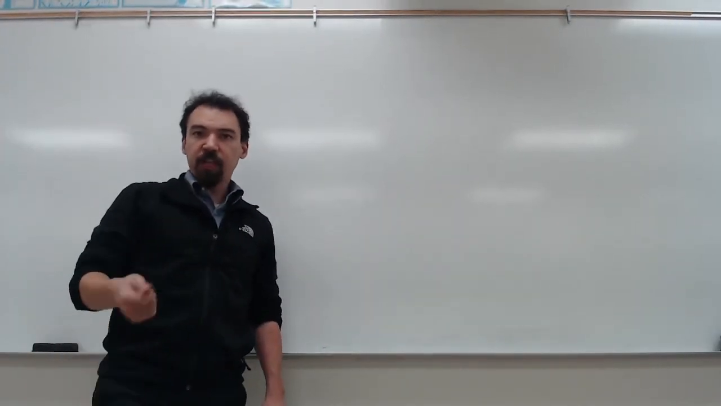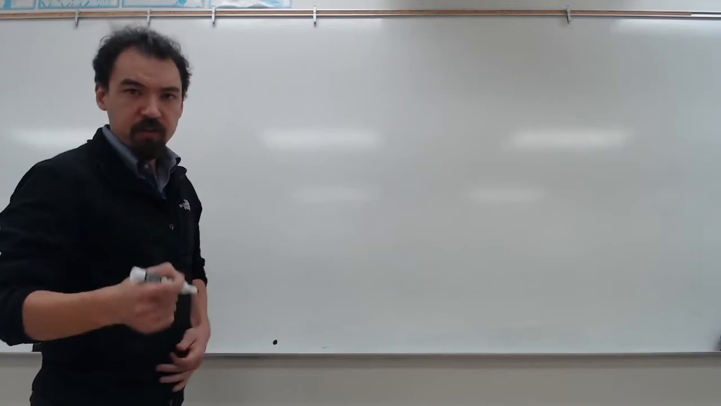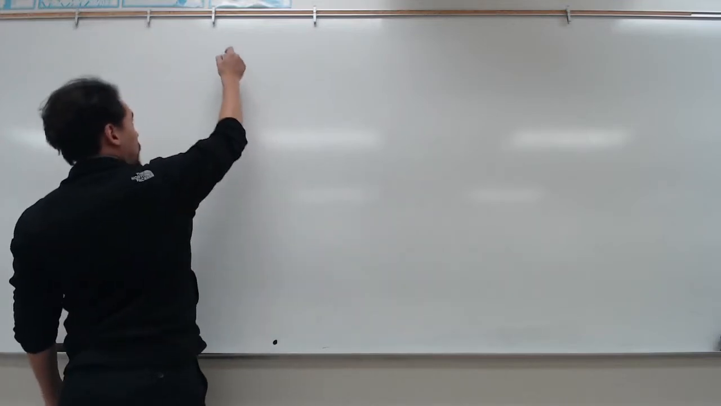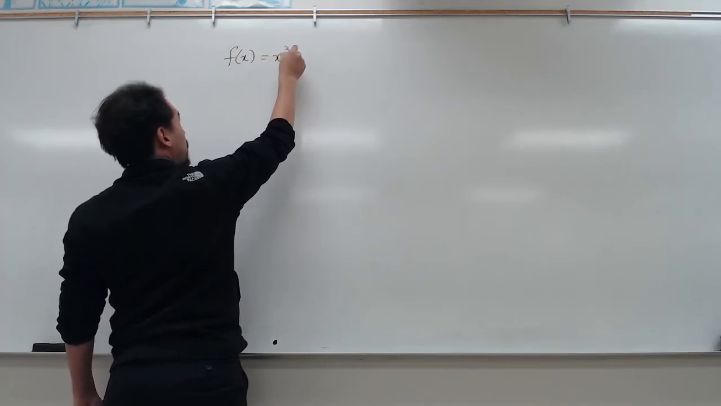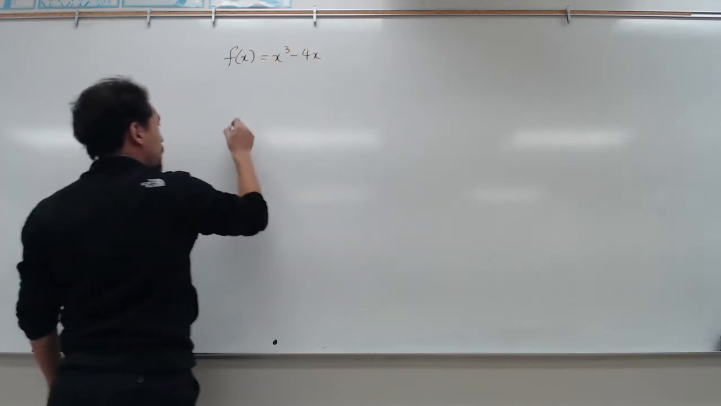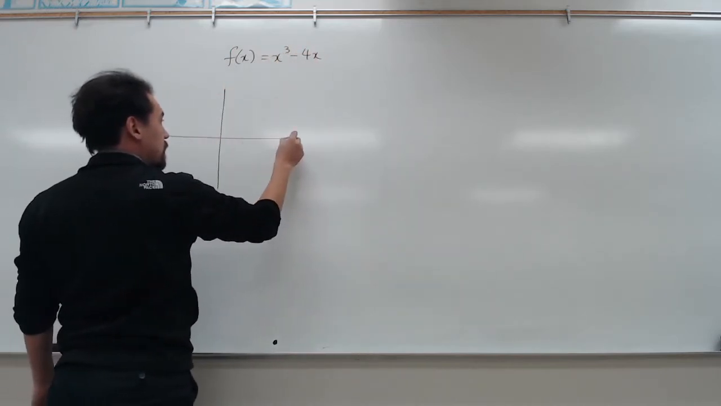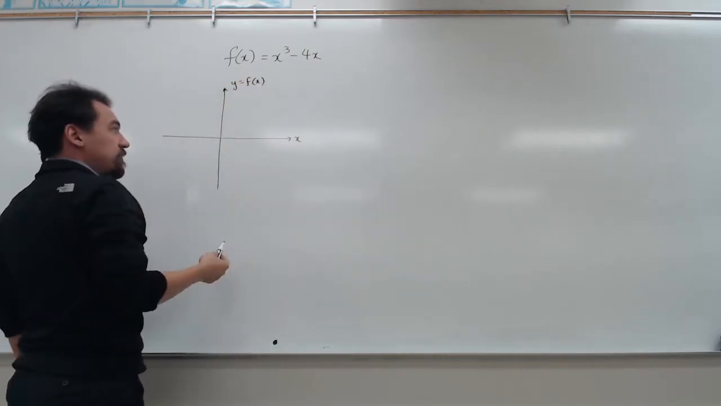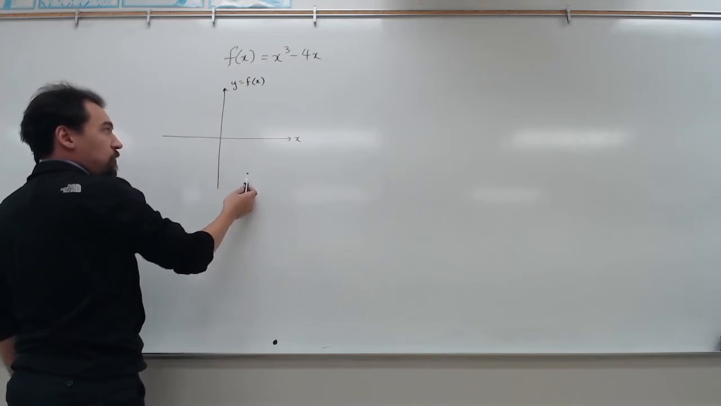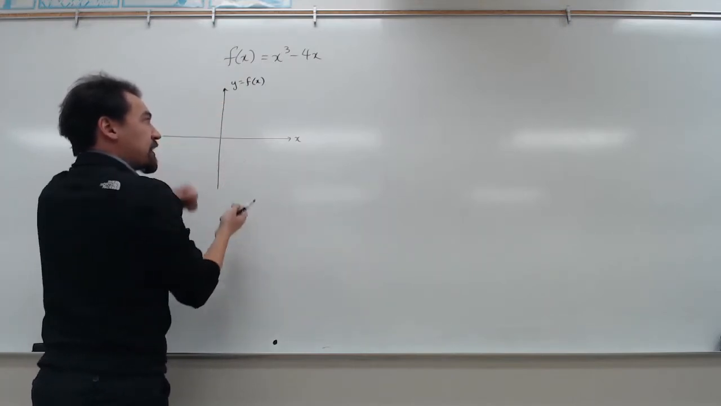So last time we talked about end behavior. This time let's talk x-intercepts. So we'll start with an example function, f of x equals x cubed minus 4x. In order to find the x-intercepts, we want to look at where y is equal to 0.